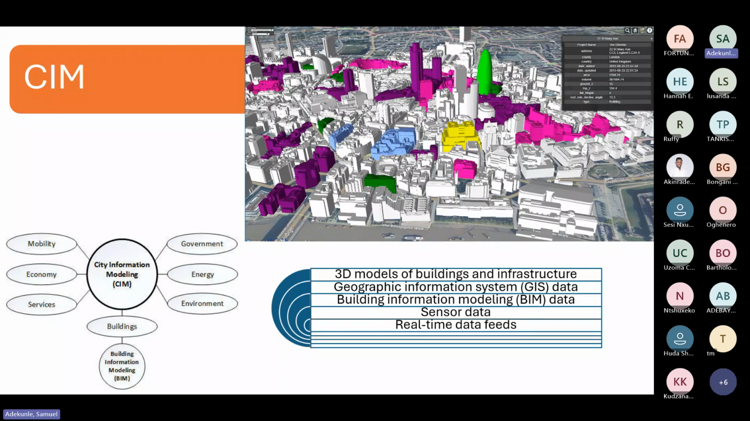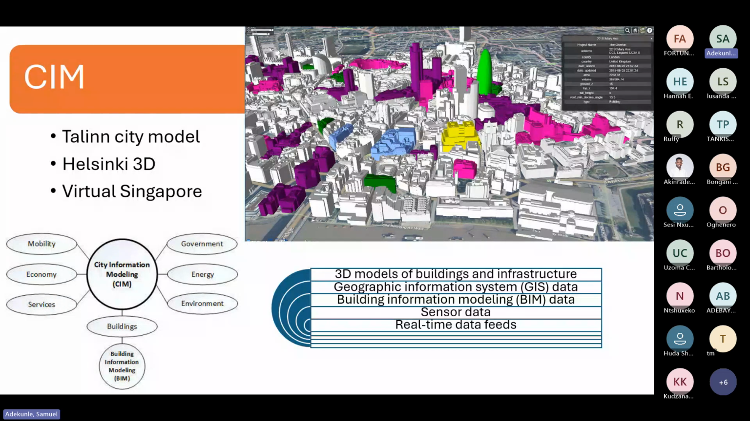So when I look at some of these applications, in Tallinn you have Helsinki 3D, where it has been used. And lastly, you can also look at Virtual Singapore, where city information modeling has been used extensively to really capture a whole city. So you can see it is beyond BIM, and it calls for a lot of stakeholders at every point in time to get this achieved.